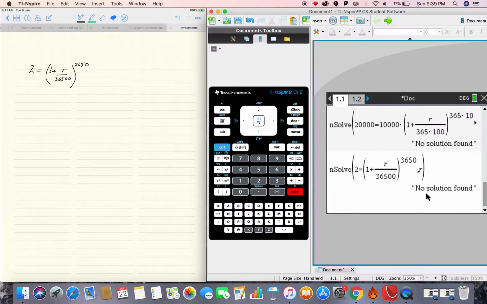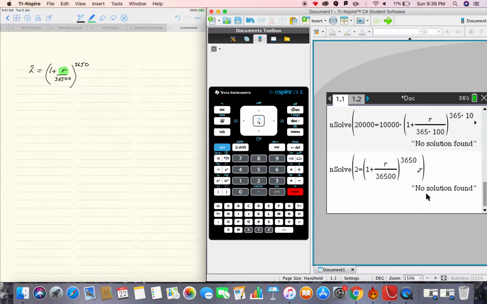No solution found. So we are a little bit stuffed here. So unfortunately, we will just have to go and crunch it out manually by hand. So let's go back to our calculation page, and let's just think about where the variable is that we're trying to solve for. So here's r here. You know, it's wrapped up in a bracket.